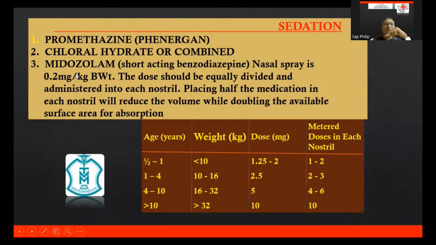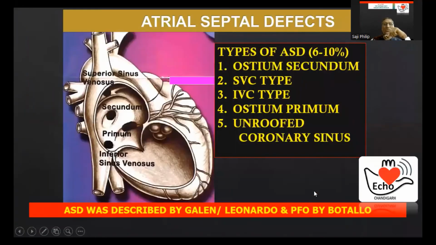But now midazolam is available, so the nasal spray is 0.2 milligram per kg body weight. That means, simply, if you can remember, 2 meter dose in each nostril below 1 year, below 4 years 2 to 3, below 10 years 4 to 6, etc. So atrial septal defects are of 5 types. That is ostium secundum in the center, SVC type, IVC type, and the unroofed coronary sinus.